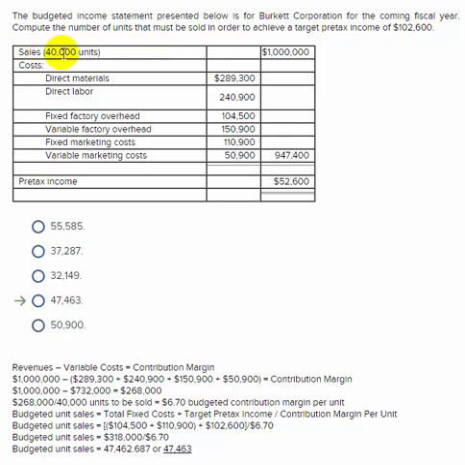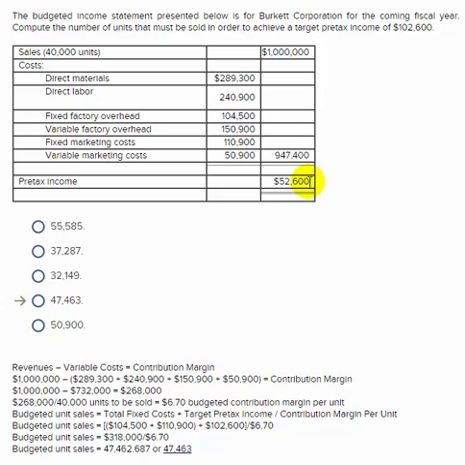Now here's what we're given. Sales are 40,000 units or $1 million, and the costs are direct materials 289,300, direct labor 240,900, fixed factory overhead 104,500, variable factory overhead 150,900, fixed marketing cost 110,900, and variable marketing cost 50,900. This gives total costs of 947,400. When you take the sales minus those total costs, you get pre-tax income of 52,600.